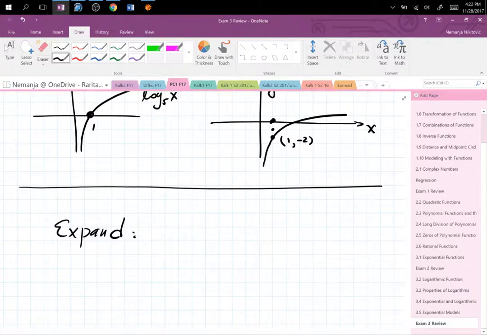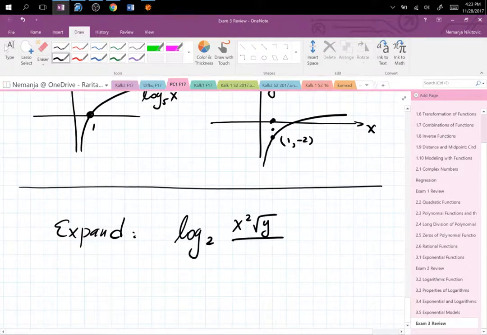So expand log base 2 of x squared root y divided by 2z w to the 8. Let's see. Actually, let's do 2z. There we go. I just made this up. So expand this. Try to remember this stuff from 2 weeks ago.